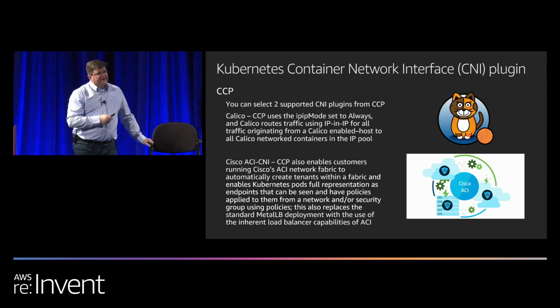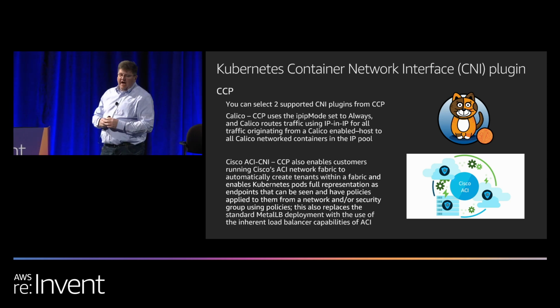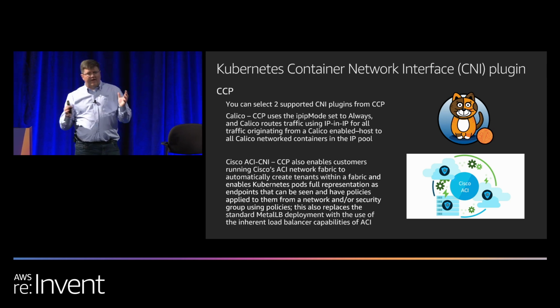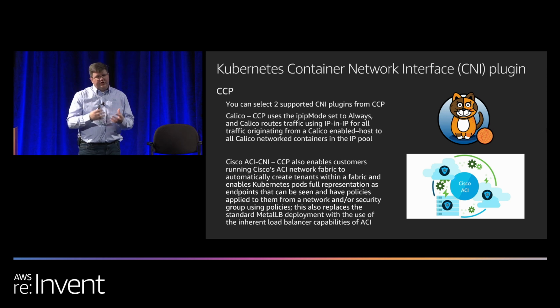Now, if you are a Cisco customer or you are looking at Cisco ACI, where you have your network fabric or SDN, not only do we have this plugin that's already set up with CCP, when you deploy in a Cisco ACI fabric, it will also give you the ability to create a tenant group and the whole EPG and security groups around that.